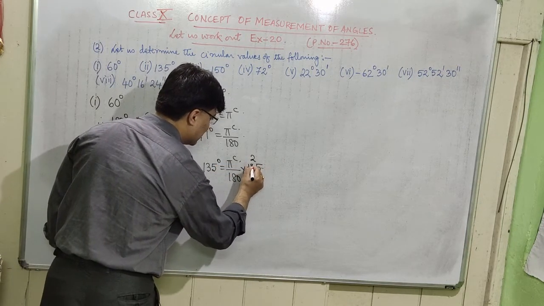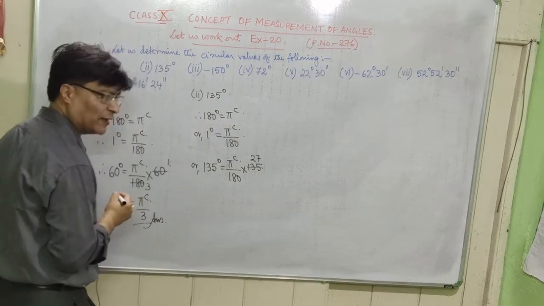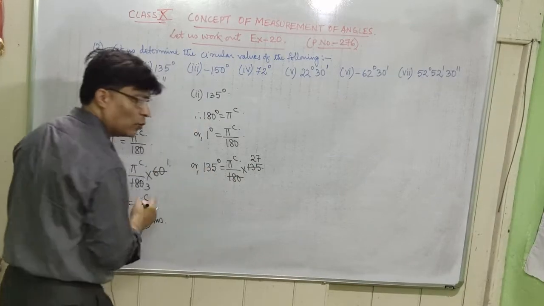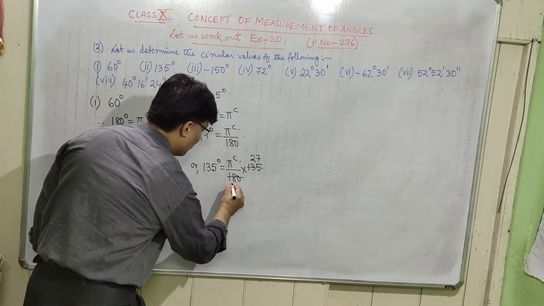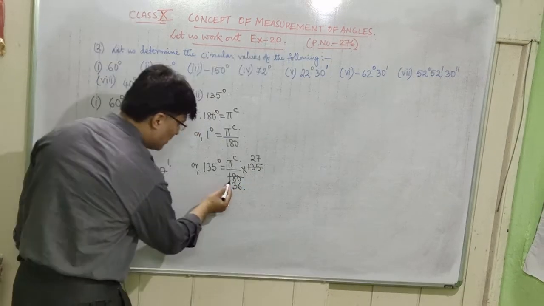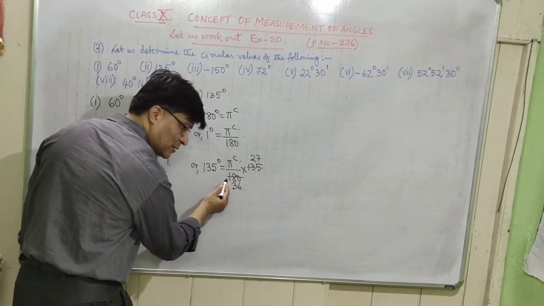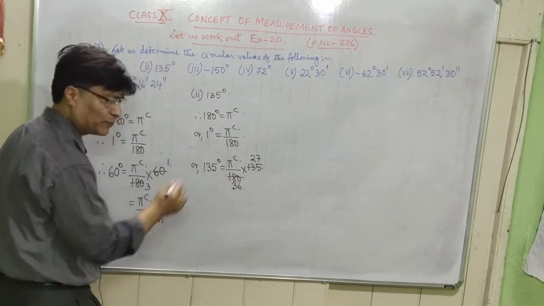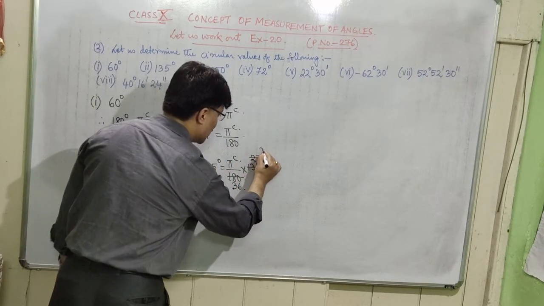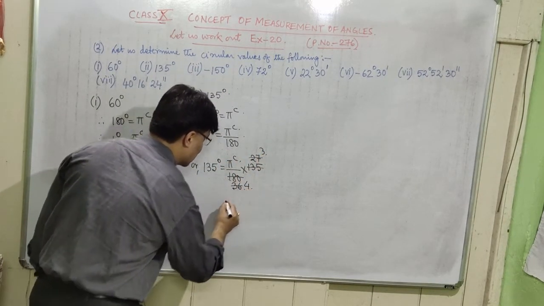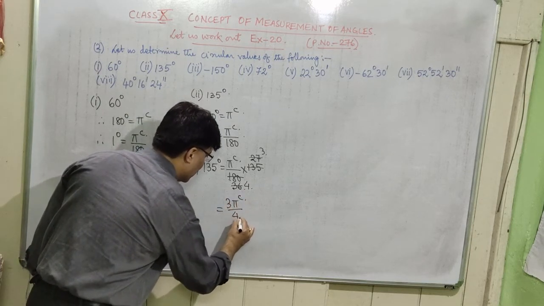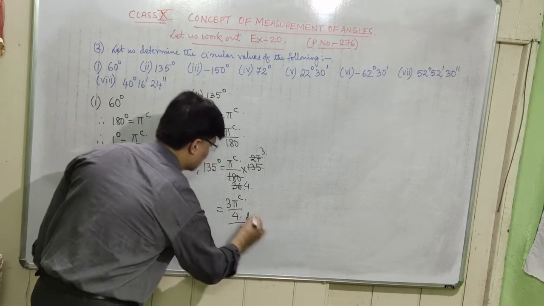5 twos are 10, 35, 5 sevens are 35. 5 threes are 15, 18 minus 15 is 3, 30, 5 sixes are 30. Then again, you can cancel it by 9. 9 threes are 27, 9 fours are 36, which is equal to 3 pi radian divided by 4. So this is the answer.